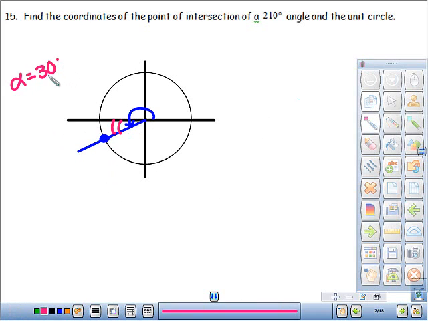When you have a 30-degree reference angle, your cosine and sine, so your x and y, are square root of 3 over 2, 1/2. Now you need to think about what quadrant you're in. You're in quadrant 3. X and y are both negative. So the coordinates of the point of intersection, this point right here, are negative square root of 3 over 2, negative 1/2.